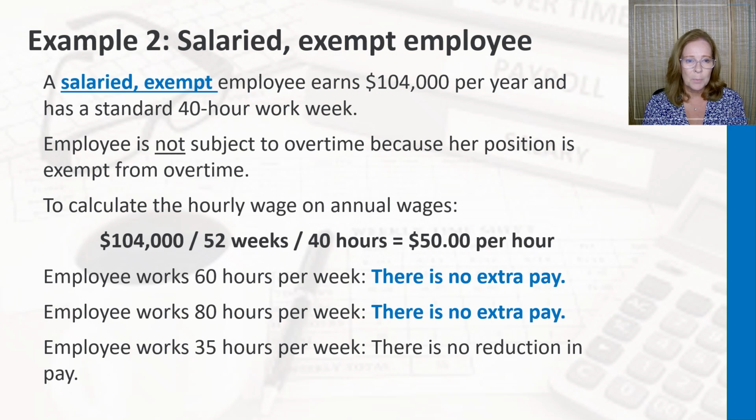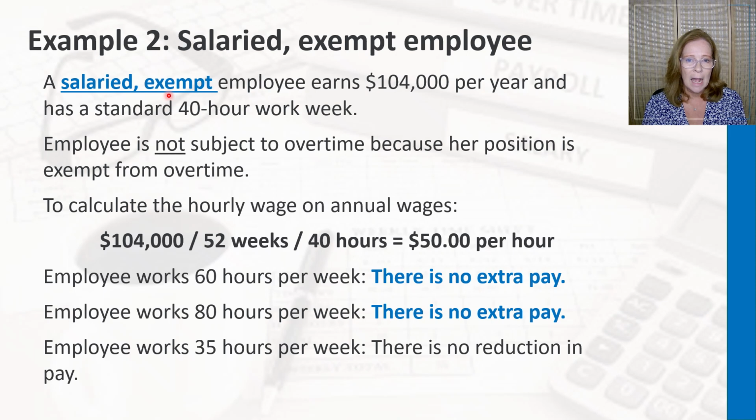Let's look at this example. In this case, we have an exempt employee who earns $104,000 per year and has a standard work week of 40 hours. Some salaried employees are eligible for overtime, but this employee is not, because it tells us that this employee is exempt, meaning exempt from the overtime provisions of the Fair Labor Standards Act.